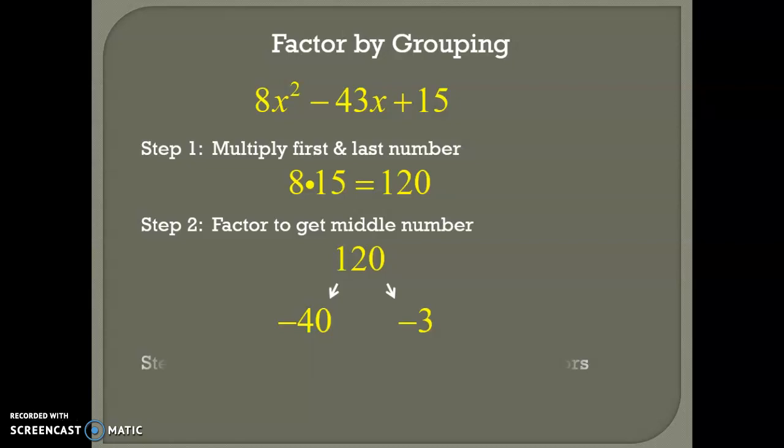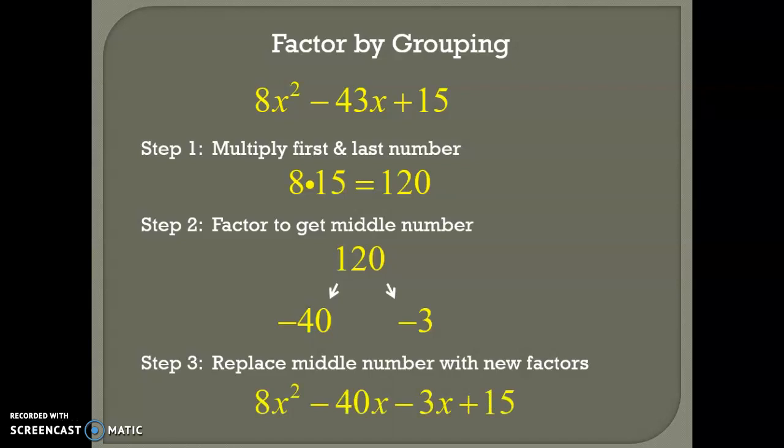Which brings us to step 3. With step 3, you're going to replace the middle number, our negative 43x, with our new factors of negative 40 and negative 3. It looks like this. You can see here, we've taken the negative 43x out and replaced it with negative 40x and negative 3x. If we were to take this expression on the bottom and combine the like terms, we'd end up with the same expression we started with. But we're not going to do that. We're going to move to step 4.